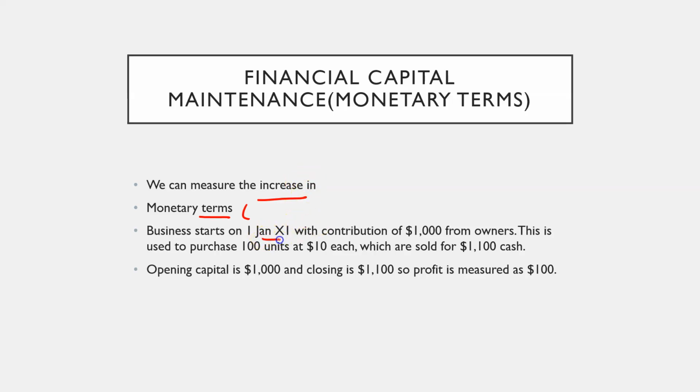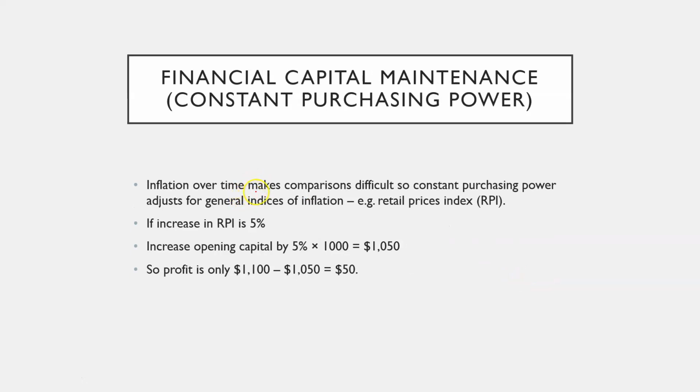So business starts 1st of Jan, contribution of that, like we did before, you sell for 1,000, so profit is £100. So inflation over time makes it difficult, but we use this retail price index. And if inflation is 5%, what are we really saying? We're really saying here that you've had this inflation hit you, and in order to really keep the power of your currency, your so-called £1,000 equity isn't really 1,000.